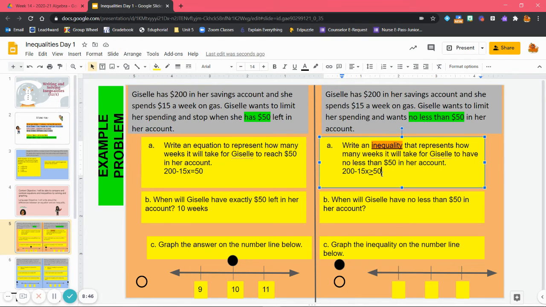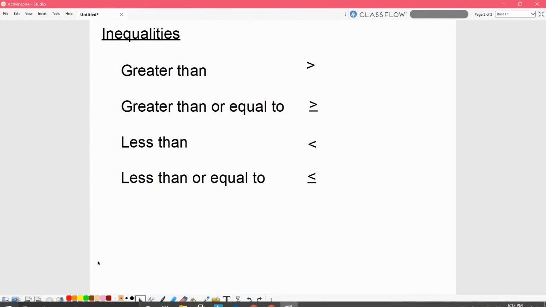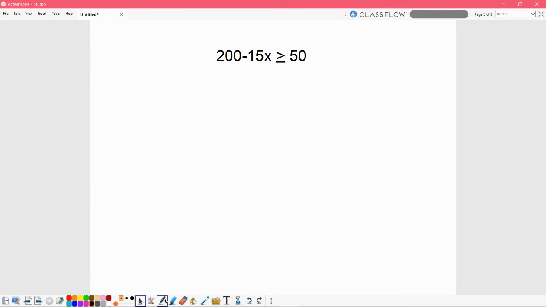Okay. All right. So next up it says, when will Giselle have no less than $50 in her account? Well, kind of like in our first problem, we solved the equation. In this case, we're going to solve the inequality. So make sure to have your notes out for this one. And let's go ahead and solve. So we have 200 minus 15x is greater than or equal to 50.